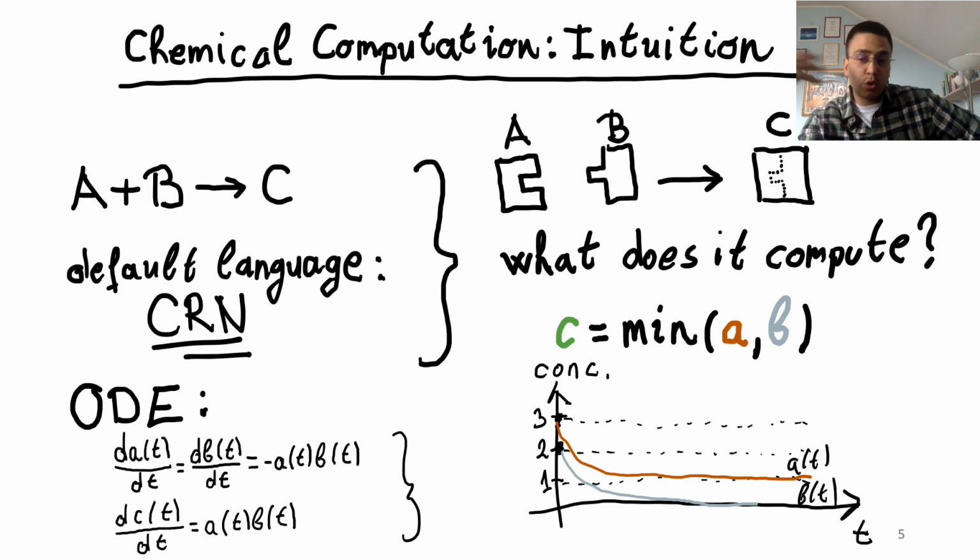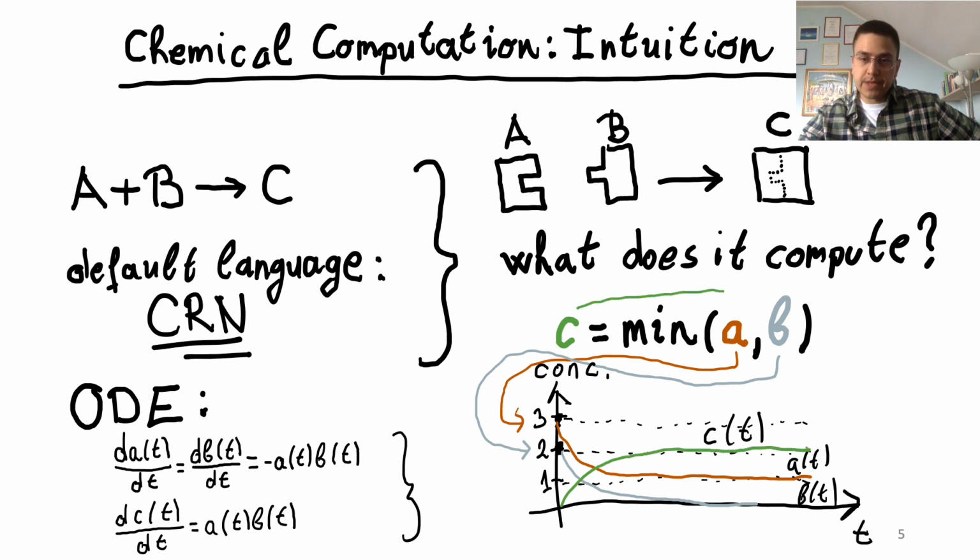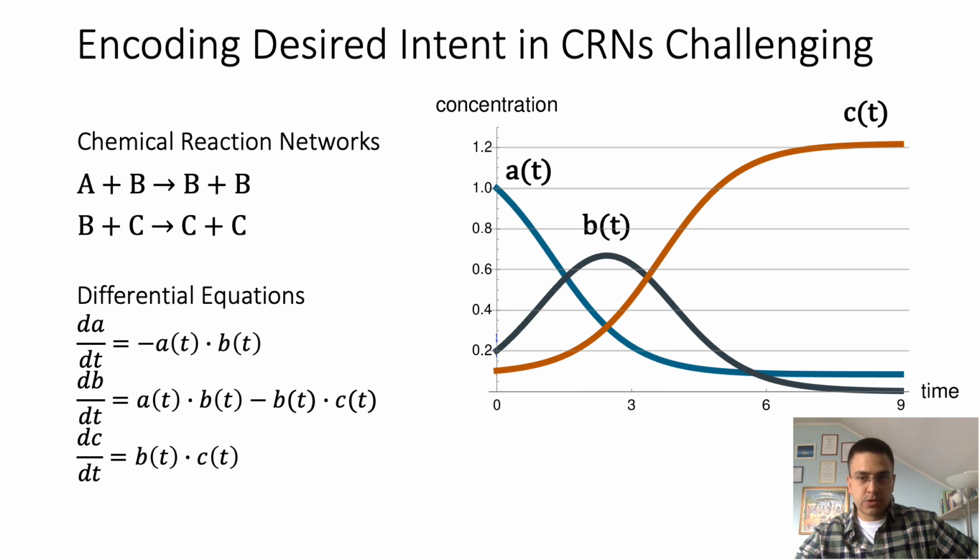Because we are talking about programming, we need to somehow define inputs and outputs of our programs. We take a convention that inputs are initial concentrations of A and B, while what is the output then? Well, the output is the final concentration, that is, the quantity of molecules of type C.